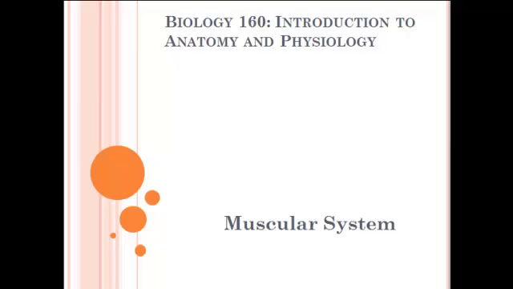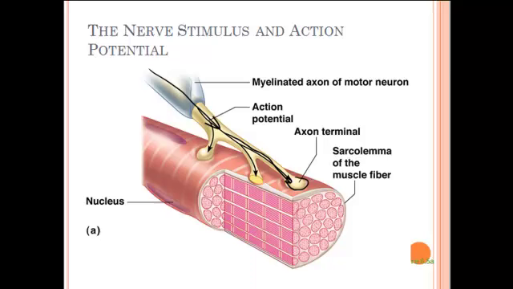In this part of the lecture, we're going to look at how an action potential stimulates a muscle to contract, and then we're going to look at what's called the sliding filament theory, about how muscle contraction actually happens. So let's go back to where we were before, just so we know where we're going.